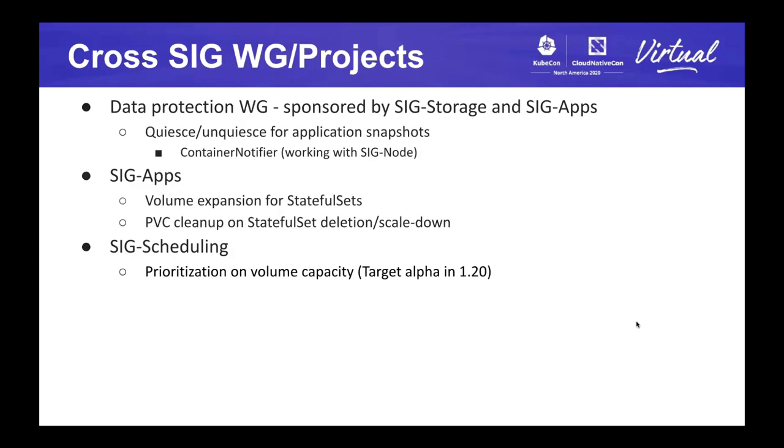All right. So in addition to the projects that the SIG is directly working on, we are also working with other SIGs in Kubernetes on some cross-SIG projects. First up is the Data Protection Workgroup. This is a workgroup that is run by both SIG Storage and SIG Apps. One of the major features that the workgroup is focusing on right now is how to implement quiescing and unquiescing to do application level snapshots.